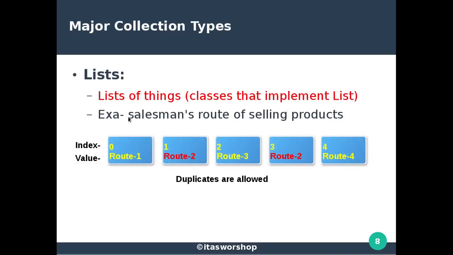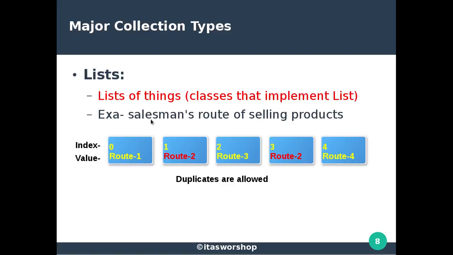So we can categorize our collections into four basic flavors: list, set, map, and queue. So what is the list? A list is a general list of things, so classes that implement list.